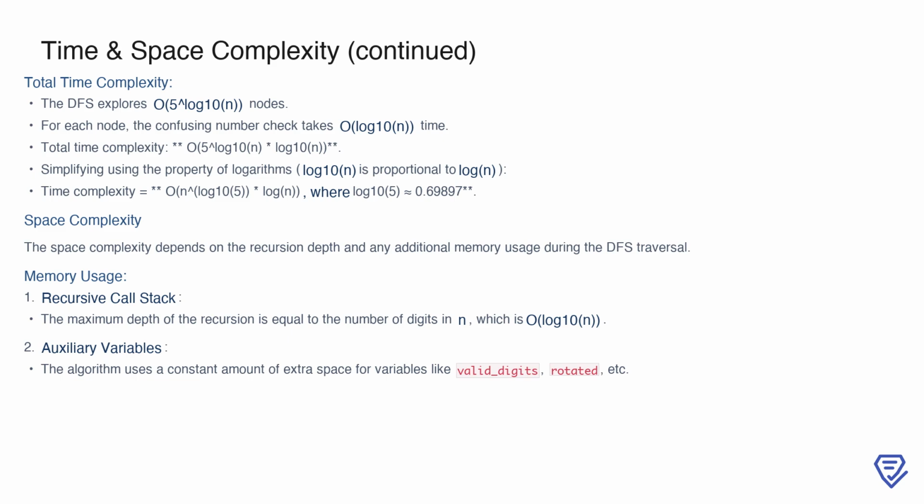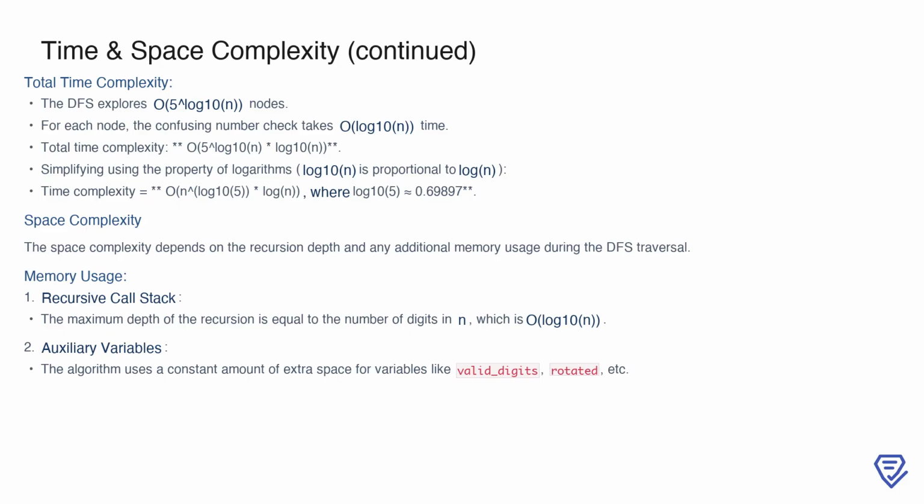The DFS explores up to 5 raised to the power of log base 10 of n nodes. For each of these nodes, we perform a confusing number check, which takes O of log base 10 of n time. Multiplying these together, the total time complexity becomes O of 5 raised to the power of log base 10 of n times log base 10 of n. Using properties of logarithms, we simplify this further to O of n raised to the power of log base 10 of 5 times log of n. Since log base 10 of 5 is approximately 0.69897, this gives us a more concrete understanding of the growth rate.